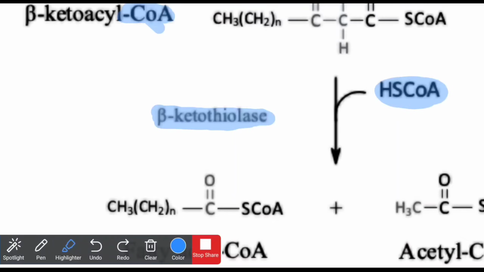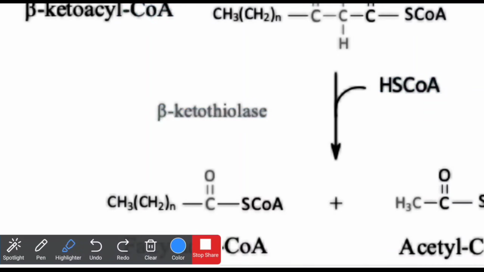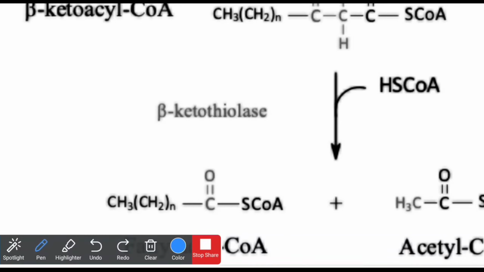Whenever this beta ketoacyl coenzyme A is getting split, it will be forming one molecule of acetyl coenzyme A and one molecule of fatty acyl coenzyme A. In this case the acetyl coenzyme A will be having two carbons, whereas the fatty acyl coenzyme A will be having two carbons less than the parent one.